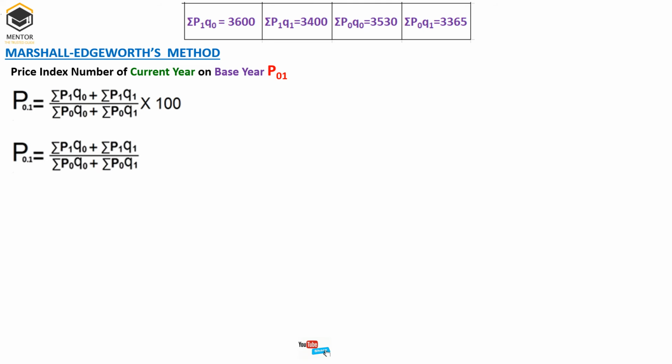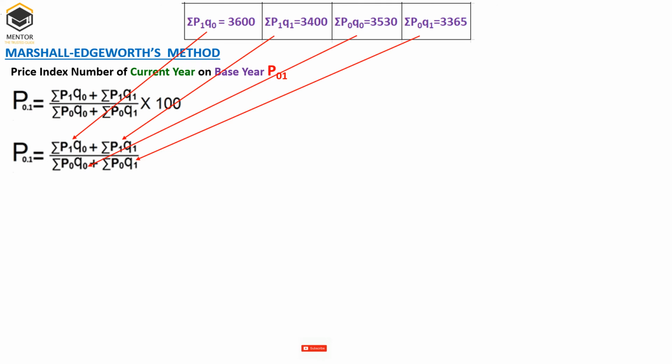So now I'm going to substitute all the values from the tabulation: summation P1Q0, summation P1Q1, summation Q0P0, summation P0Q1. After summation and calculation, I will be getting the value for P01 as 1.01. This is my price index of the current year based on the base year. So let's see the next one.